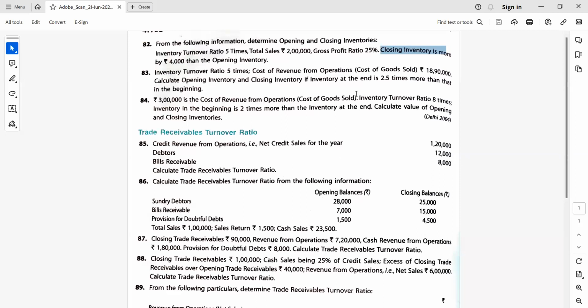Then, okay, what is the question asking? Calculate trade receivables turnover ratio from the following information. Okay, so what is the formula of trade receivable turnover ratio? It is credit revenue from operations divided by average receivable. Okay, so credit revenue from operations you got 37,500. Credit revenue from operations.